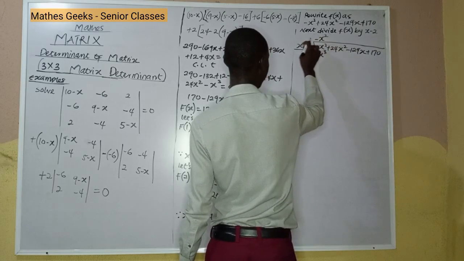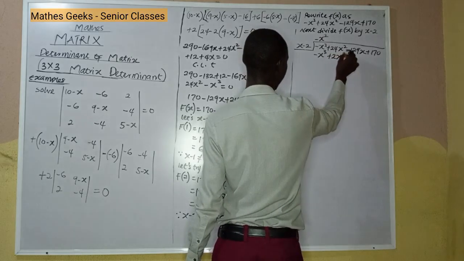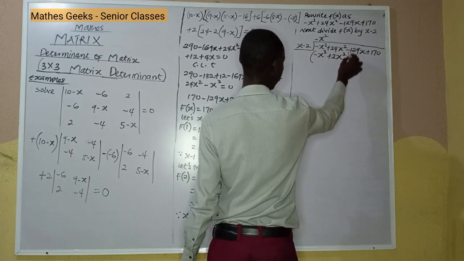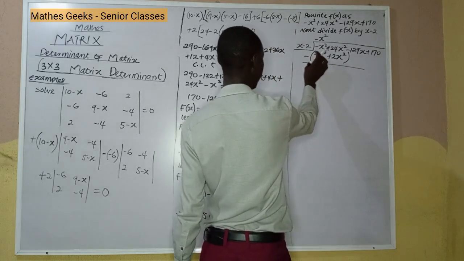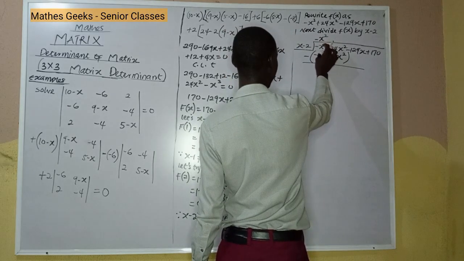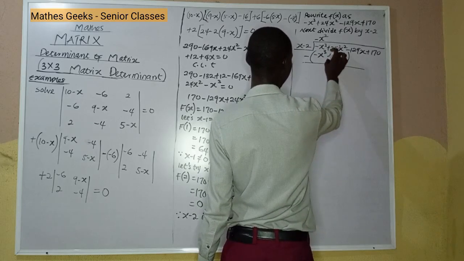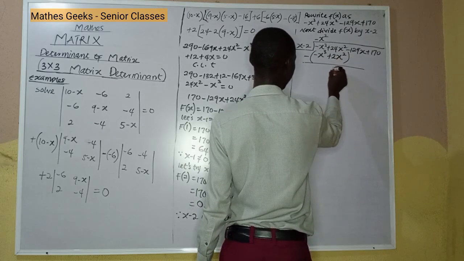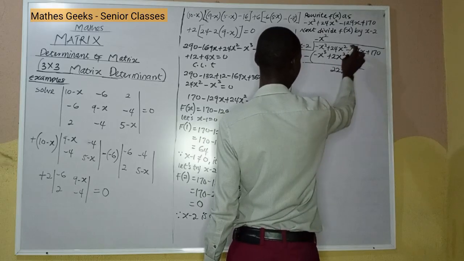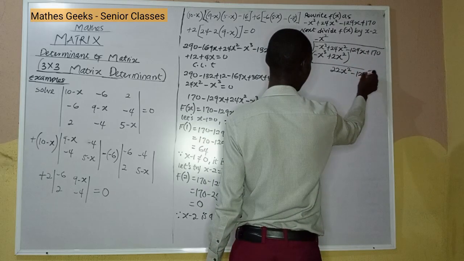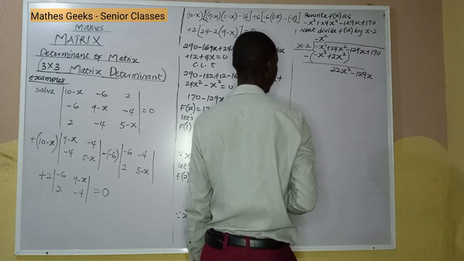Minus x squared times minus 2 will give us plus 2x squared. We're going to subtract. When we subtract, minus x minus is plus. Minus x cubed plus x cubed is 0. Minus x plus is minus 24x squared minus 2x squared gives 22x squared. So we'll bring down minus 129x, and then we continue our division.